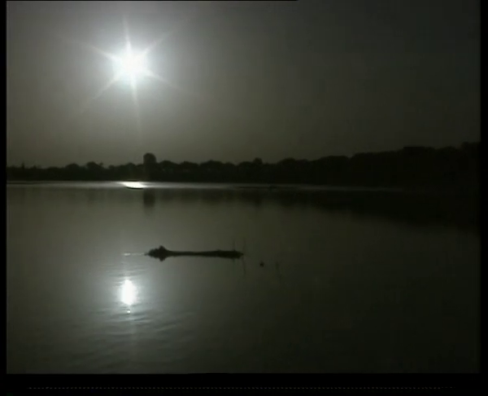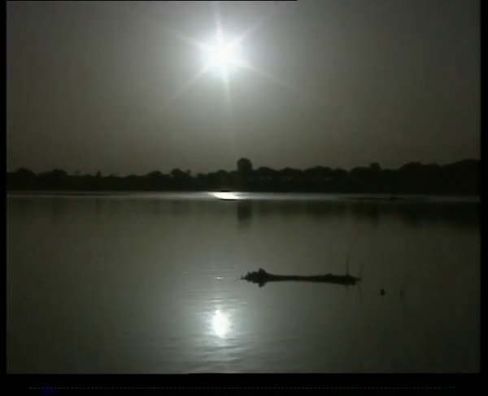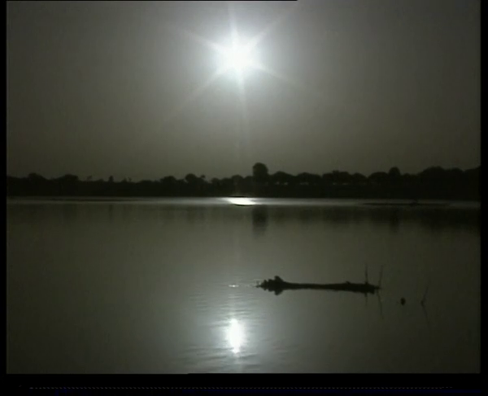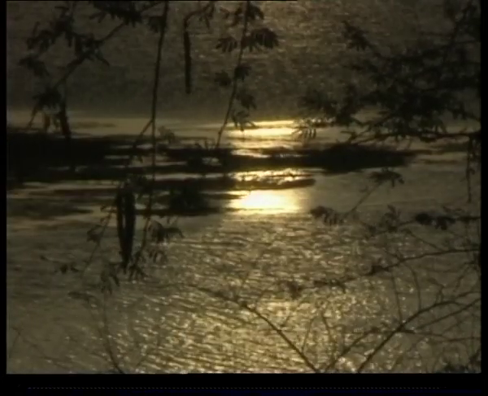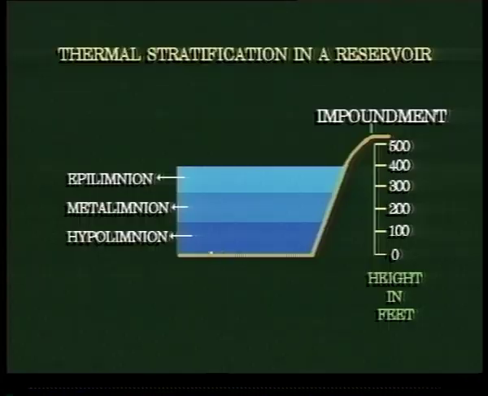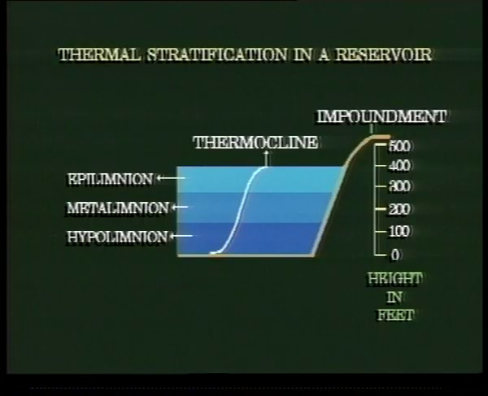Temperature is an important factor causing thermal stratification in reservoirs. In temperate regions, reservoirs often develop a thermocline with the formation of epilimnion, or the upper warm circulating water, metalimnion, or the middle layer, and the hypolimnion, the lower, colder, non-circulating layer of water.